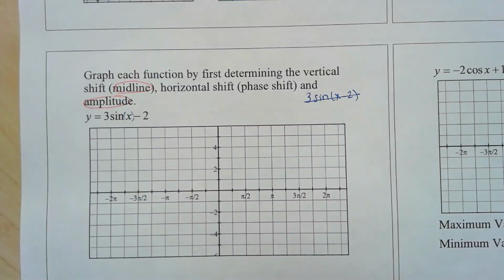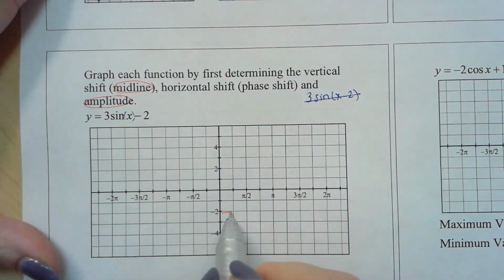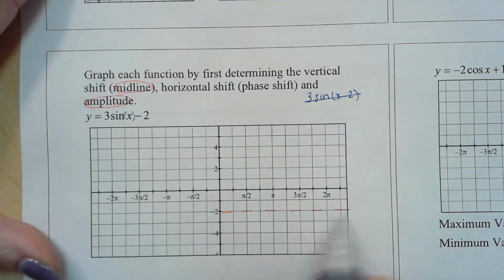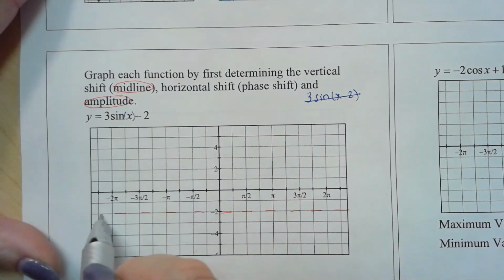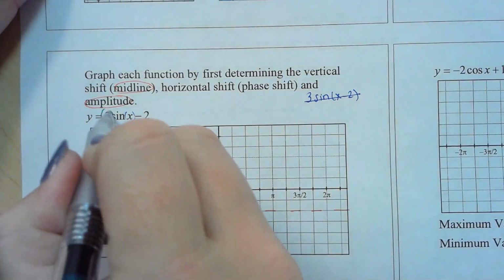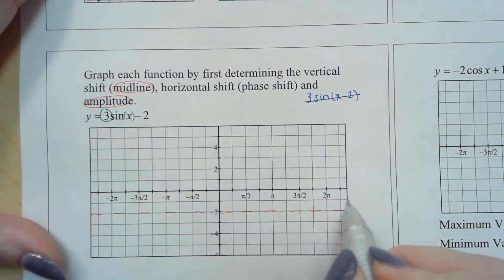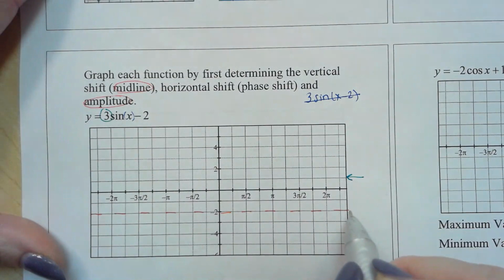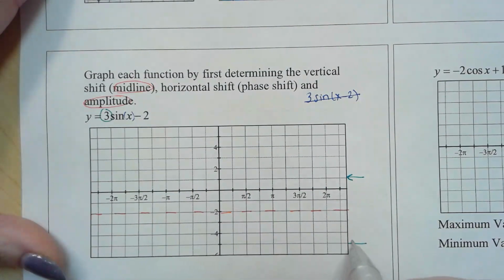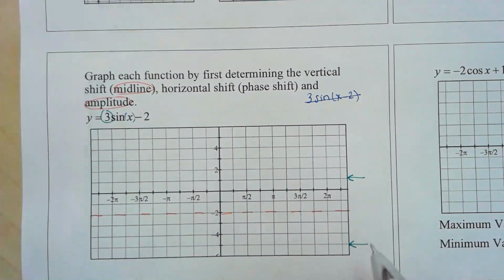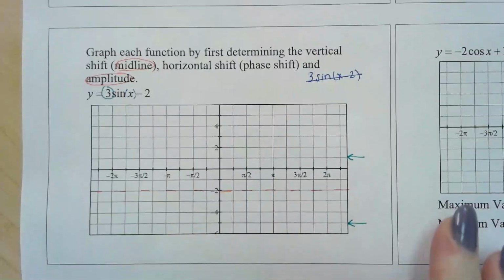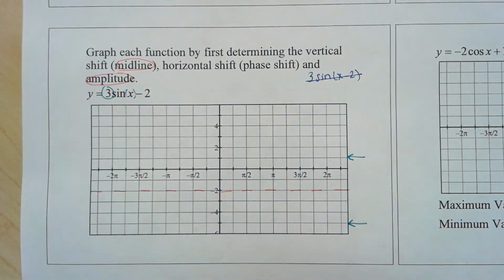All right, so let's see. My midline, my k value is -2, so I'm going to go down here and just get a dashed line at -2. My amplitude is 3, which means from the midline I'm going to go up 3 or down 3. So I'm just kind of making little marks here to show where my graph is going to live. Other than that, that's the only change we have.